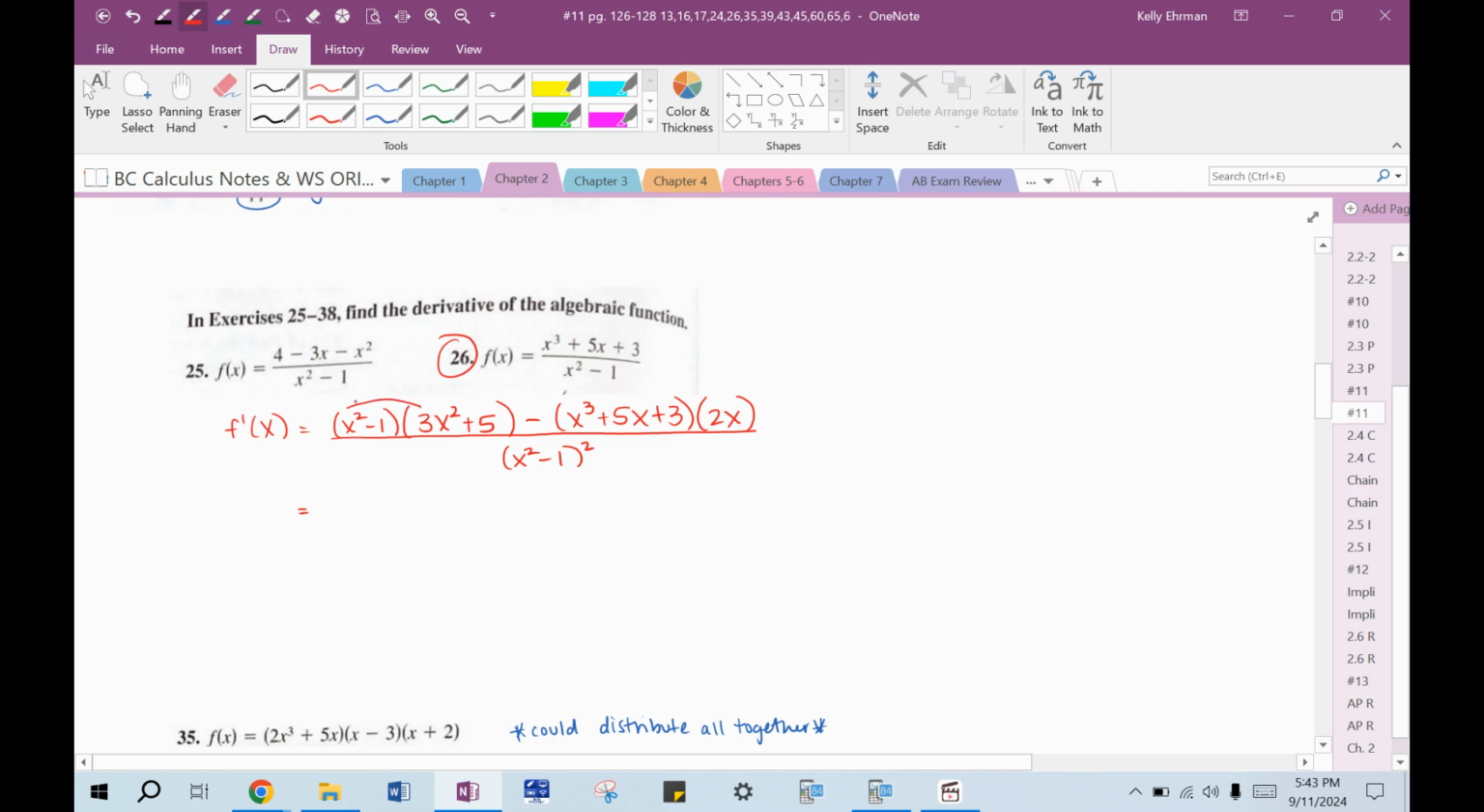So I'm going to distribute through, take the x squared through first. So that's 3x to the fourth plus 5x squared. And take the negative 1 through, minus 3x squared minus 5. Now here, there's a minus and a 2x out here. So I'm just thinking to myself, I'm going to distribute a negative 2x through all of these terms. So this becomes minus 2x to the fourth. Negative 2x times 5x is minus 10x squared minus 6x.